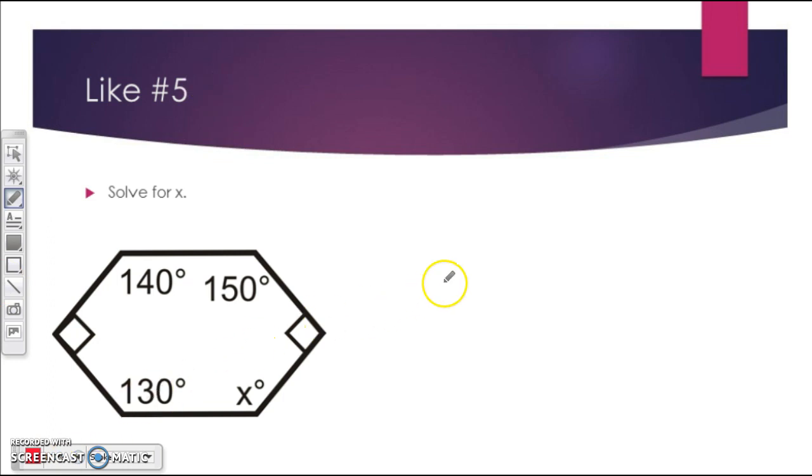So the first thing I have to do here is I have to find out how many sides we have, and I have to find out what the sum of all of these angles should be. Okay, so I'm going to use the same formula I used on the question before. I know that to find the sum of the interior angles, I do n minus 2 times 180 equals the sum. Here I have 6 sides. 6 minus 2 times 180, which is the same as saying 4 times 180.